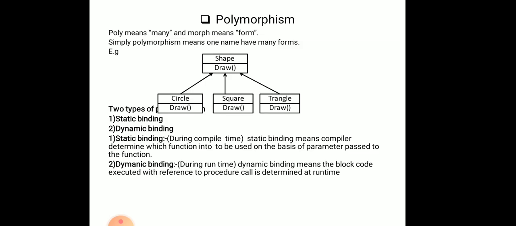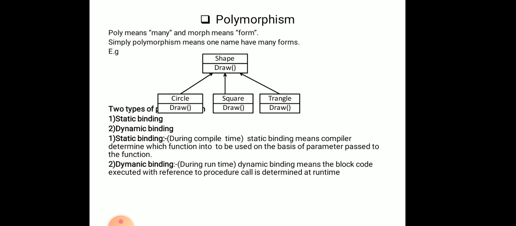The next concept is polymorphism. Poly means many and morph means forms. Simply, polymorphism means one name having many forms. Here the class Shape has a number of forms like circle, square, triangle, rectangle, etc. Then there are two types of polymorphism. The first one is static binding and the second one is dynamic binding.